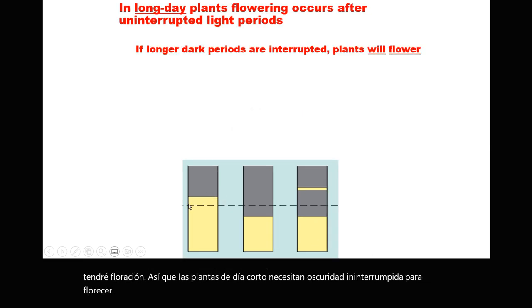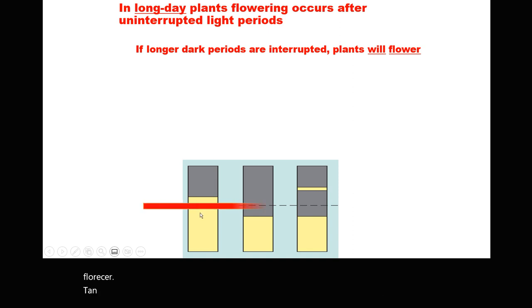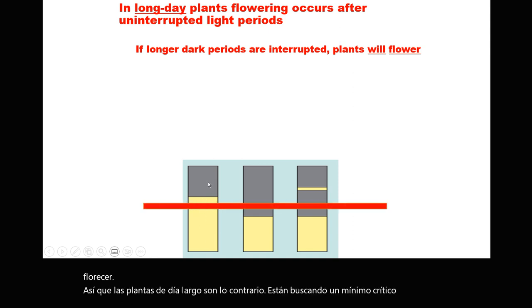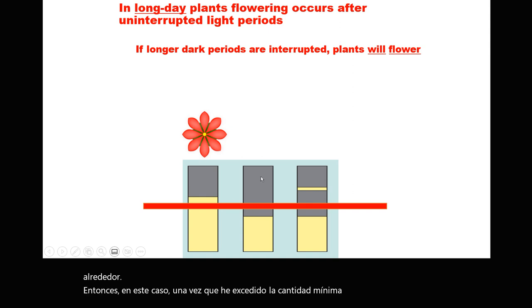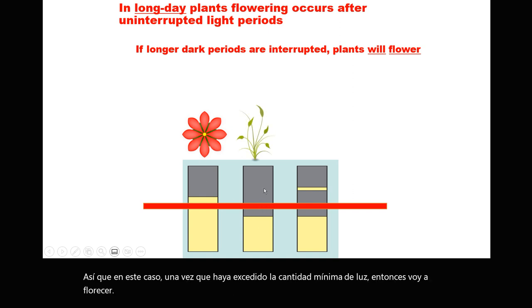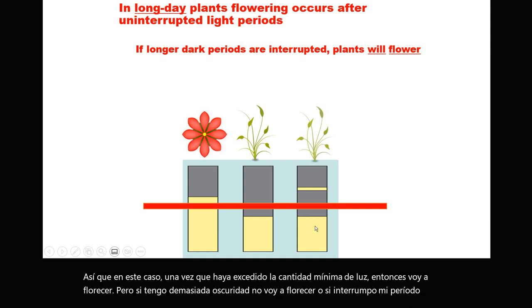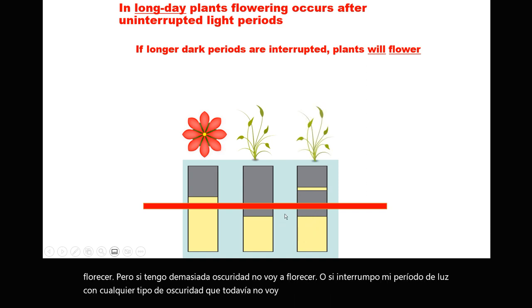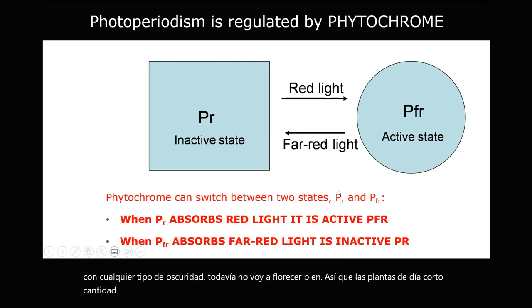So long day plants are the opposite. They're looking for a critical minimum of having light around. So in this case, once I've exceeded the minimum amount of light, then I am going to flower. But if I have too much darkness, I'm not going to flower. Or if I interrupt my light period with any kind of darkness, then I'm still not going to flower, right? So short day plants: minimum amount of darkness. Long day plants: minimum amount of light.